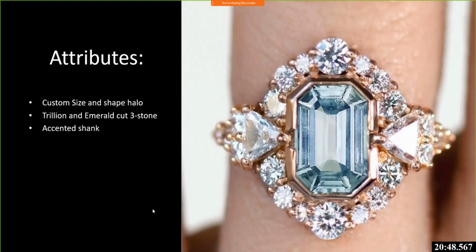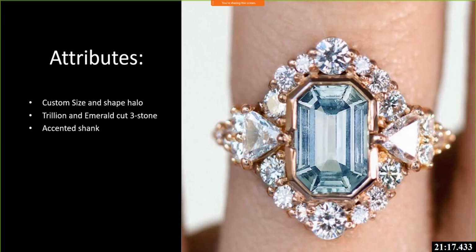So this next one is basically a modified halo is the way I think about it. So we've got a really custom size and shape halo. So we've got some round stones. Obviously this stone and these stones are larger, and then we've got very small and kind of medium sized stones in between, kind of bridging that gap to make up this really unique shaped halo.